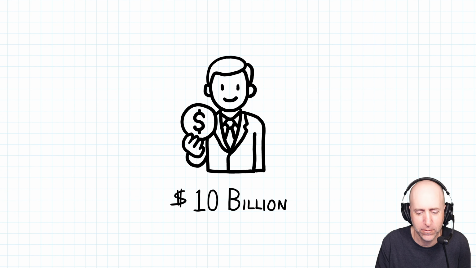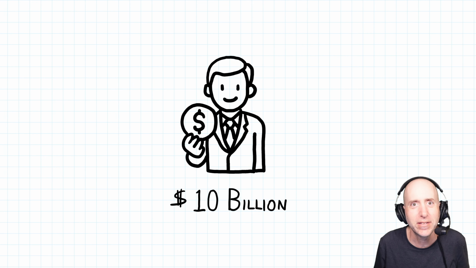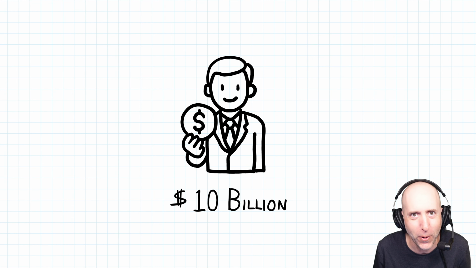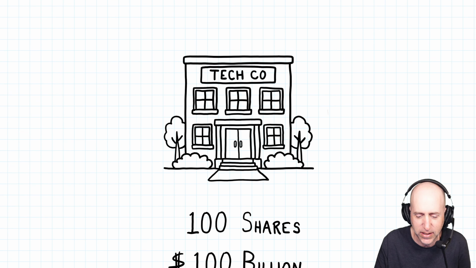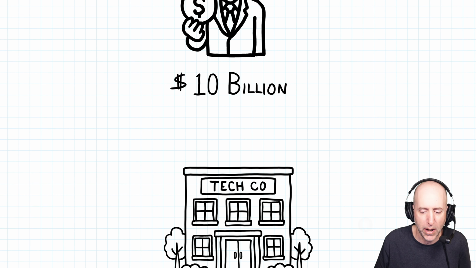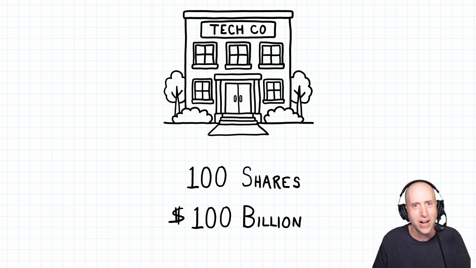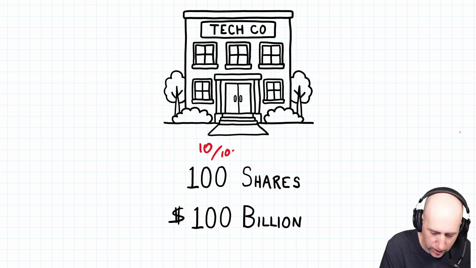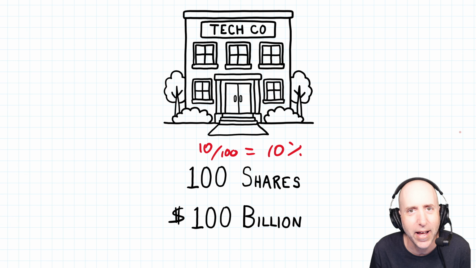So you are an investor, congratulations, and you have $10 billion and a full head of hair. That's $10 billion more than I have and a lot more hair than I have. Congratulations to you. And you decide, hey, there's this fancy tech co, and they have 100 shares outstanding, and they're worth $100 billion. Why don't I use my $10 billion and buy 10% of the company by buying 10 shares? And that's just what you do. You buy 10 shares, 10 out of the 100 shares, and you now own 10% of this high-flying tech co.